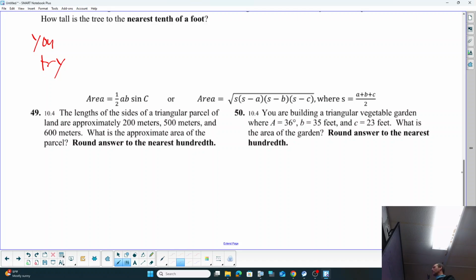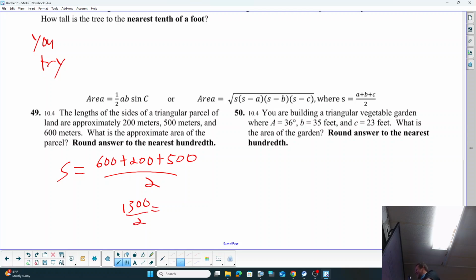I think the sides of the triangle parcel are 200, 500, and 600. What's the area of the parcel? So first you have to find S by adding up those all together. So 600 plus 200 plus 500, that's 1300, divided by 2. So 1300 divided by 2 is 650.